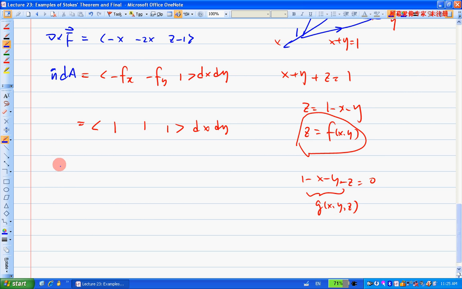Okay, so we're ready for this surface integral now. So this dot this.